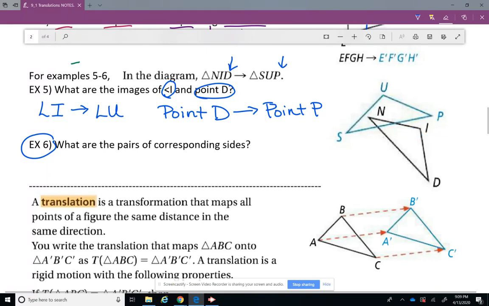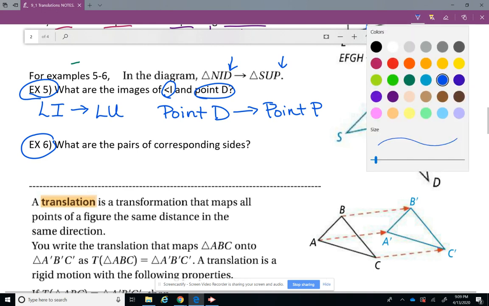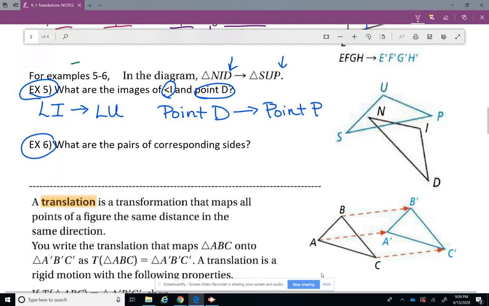All right, that's example 5. Let's look at example 6. What are the pairs of corresponding sides? Why don't you pause it and go ahead and list the pairs of corresponding sides, then check back in just a minute and see if you have the same ones.